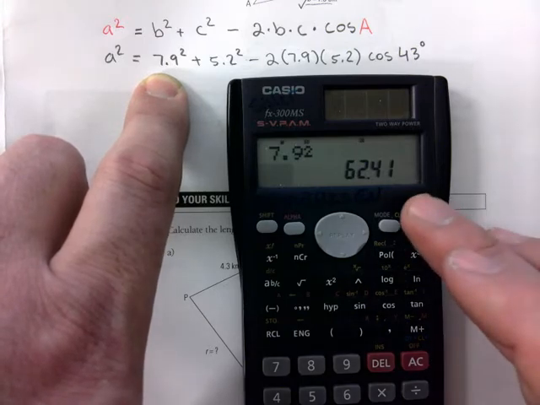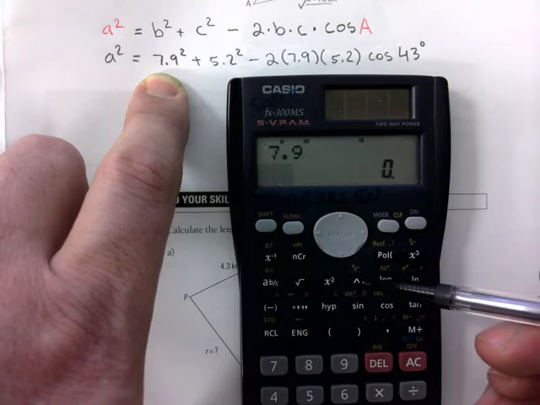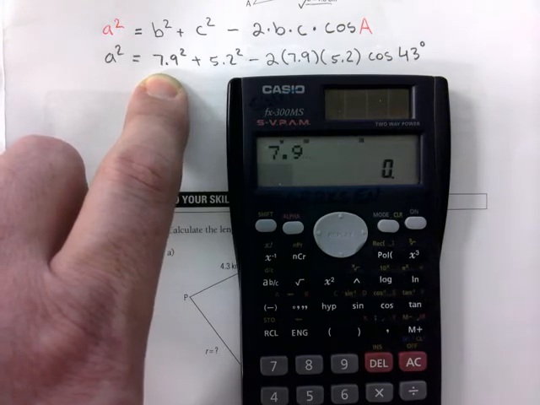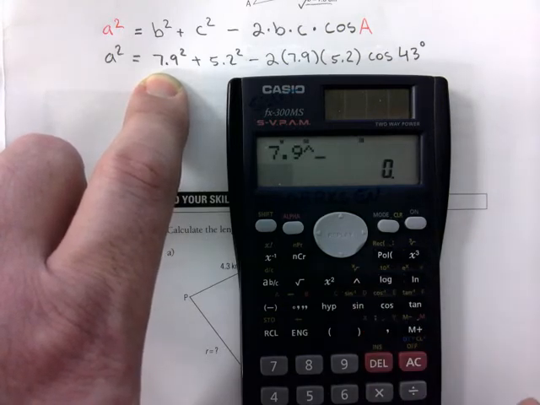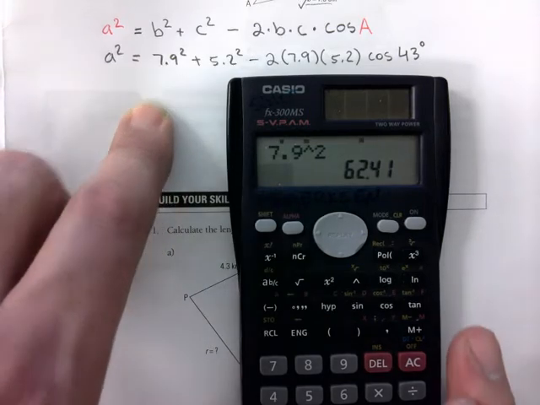If you don't have that button, let's go 7.9. I have that little hat button. It looks like a hat like this. I go like that and then press 2. It does the same thing. 62.41. So try that out.